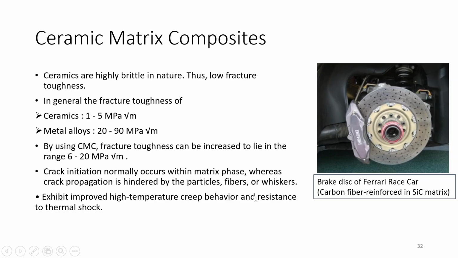Ceramic matrix composites. So ceramics are highly brittle in nature, thus they have low fracture toughness. In general, the fracture toughness of ceramics is 1 to 5 MPa under root meter, while for metals it is 20 times this. By using CMC, fracture toughness can be increased to lie in the range of 6 to 20 MPa under root meter. Crack initiation normally occurs within the matrix phase, whereas crack propagation is hindered by the particles, fibers and whiskers. These also exhibit improved high temperature creep behavior and resistance to thermal shock. Now the brake disc of a Ferrari race car is also made using carbon fiber reinforced in a silicon carbide matrix.